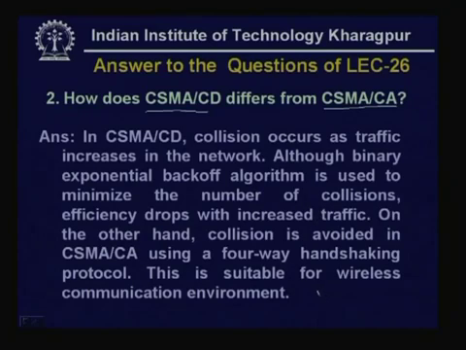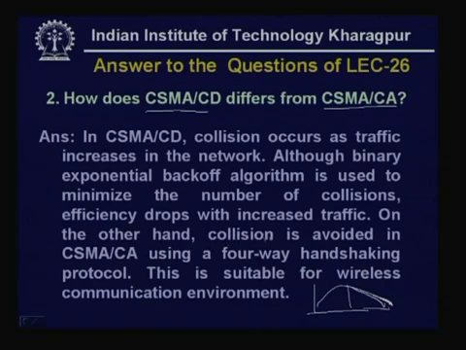So that minimizes the number of collisions, but in spite of that, as the traffic load increases, the throughput decreases, as we have seen, particularly when the load is high, in this particular region, the number of collisions is more, the loss due to collisions is more, and as a result the throughput decreases.